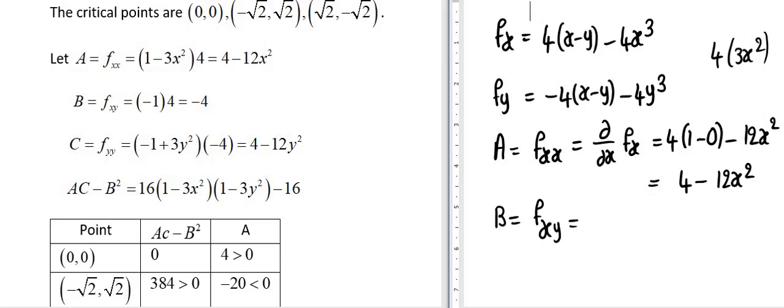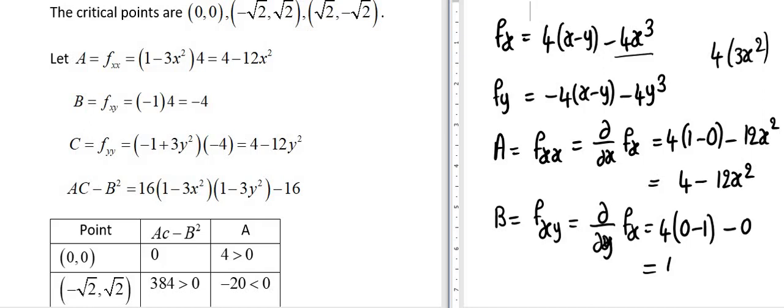B equal to fxy. That means dou by dou y of fx. So fx here 4 is a constant. For x 0 because we are doing with respect to y. For y minus 1. This is constant, that's why 0. So b value is minus 4.